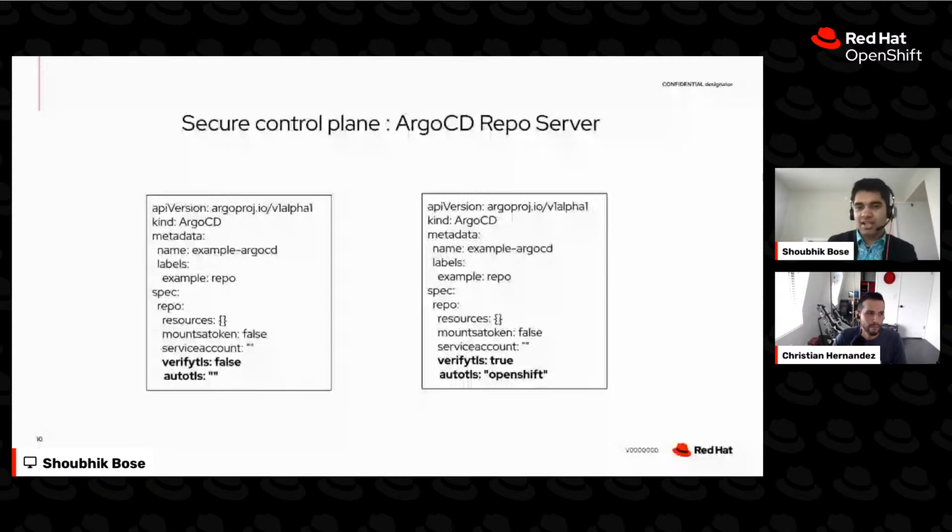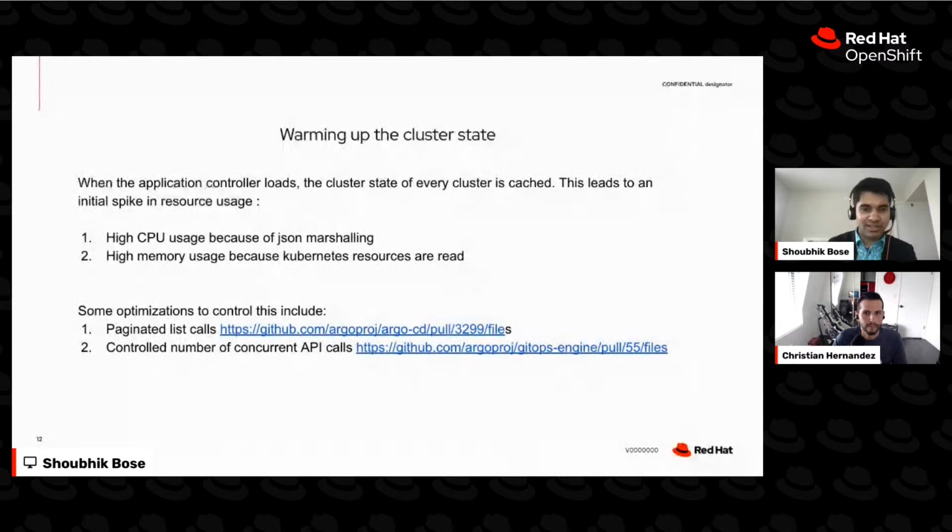What that means is, for those who have dabbled with the Kubernetes APIs, you would understand this, that we've paginated those list calls to the Kubernetes API. That's been a good improvement. We've controlled the number of concurrent API calls that go to the API server when we warm up the cluster state. It's called warming up, because when your Argo CD comes up, it says, hey, get me all the information on the cluster so that I can work with it. Basically, give me all the information and load it into memory, which is a lot of information if you think about it.